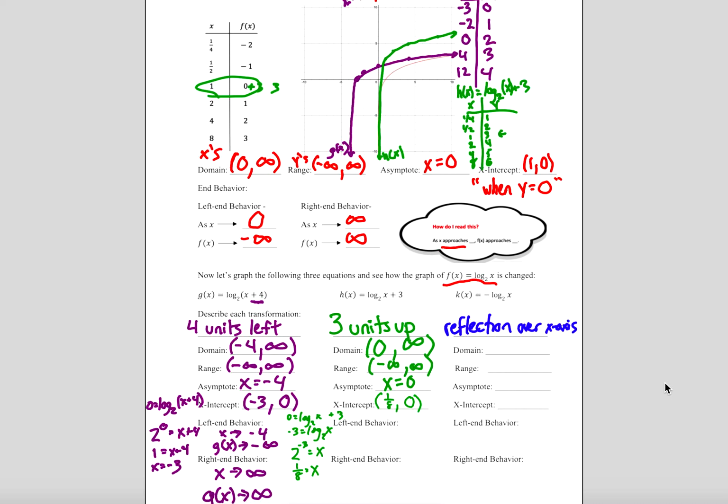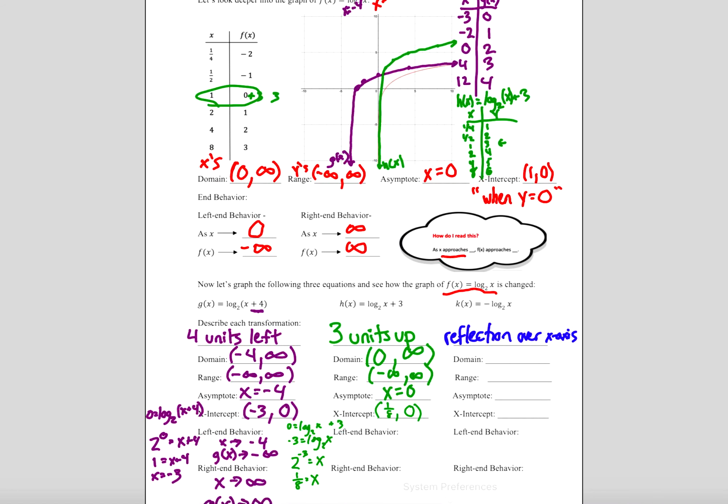And the left-hand behavior: the x is still on the left. If you look at the green function, the farthest left it goes is 0, but it's not crossing 0. So as x approaches 0, y is going all the way down, so h of x, in this case, would approach negative infinity.